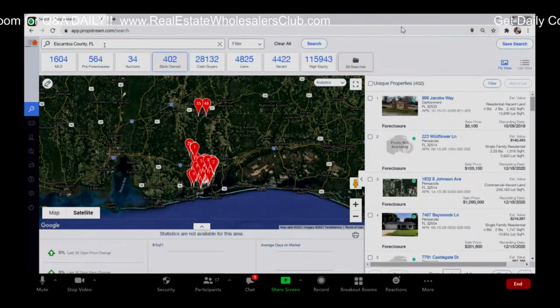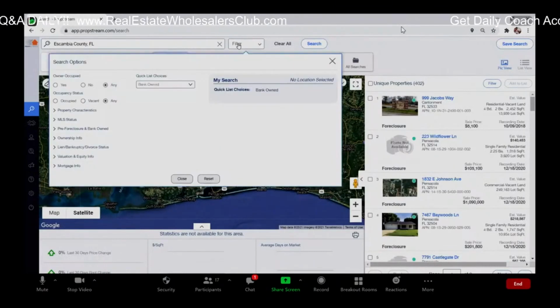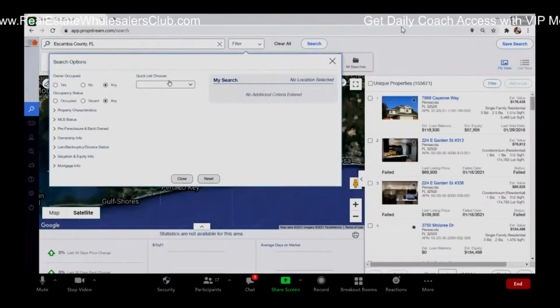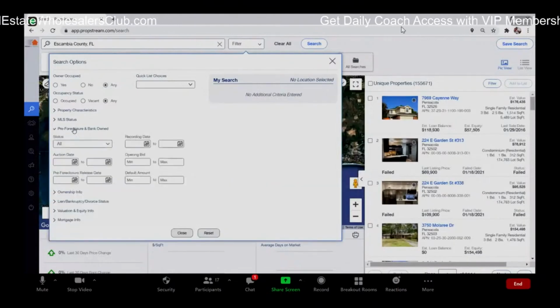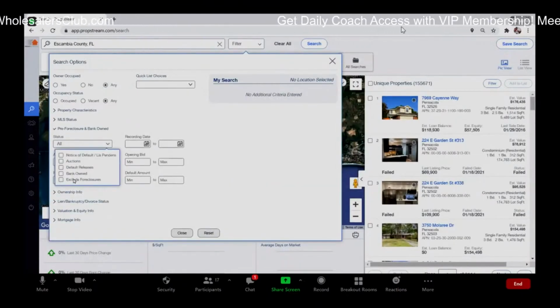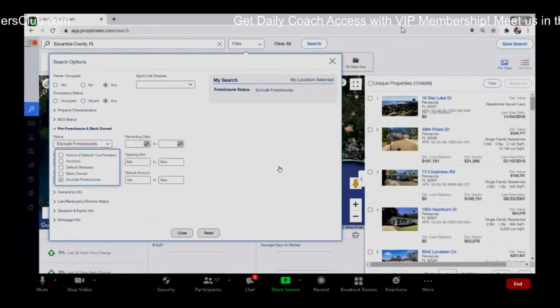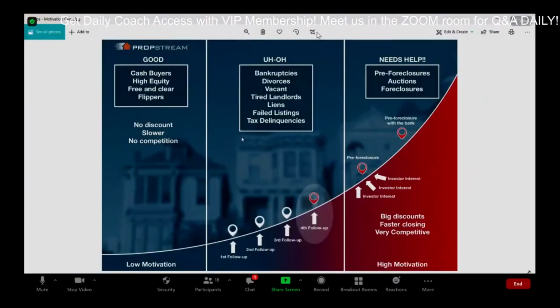So the first thing I'm going to do is go to Escambia County, Florida, go into the filter. The first step I'm going to do, make sure I don't have a list selected yet, is go into the pre-foreclosure area and exclude all of those records from my results. I don't want to see them because Justin's already working on them, right? So remove all pre-foreclosures, auctions, and foreclosures from my results. So what I'm doing here is I'm literally blocking out this whole section. I'm not even working on it.